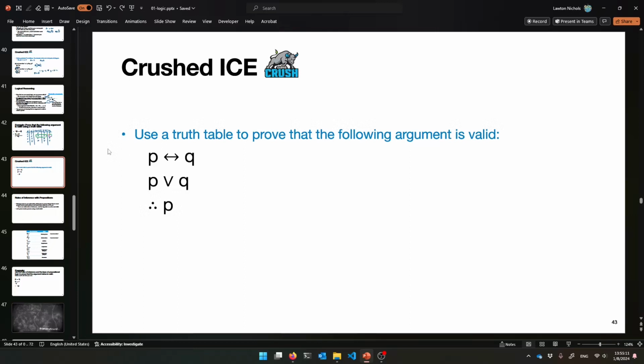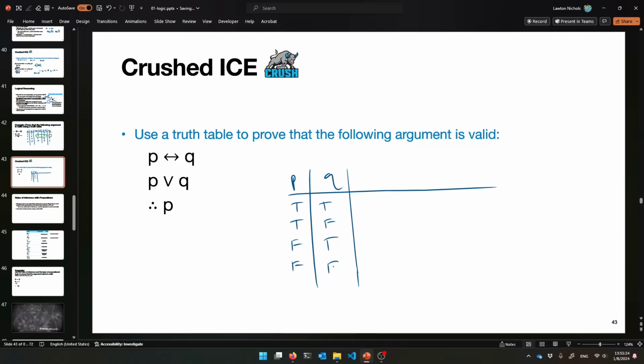I'll do it with you. P and Q are the variables, making it easy on ourselves. Let's try every possibility: true, true, true, false, false, true, false, false. What do we got? P if and only if Q. Remember that one? That's true when they agree. So they agree here and here, but they disagree in the middle rows, so it's false there.